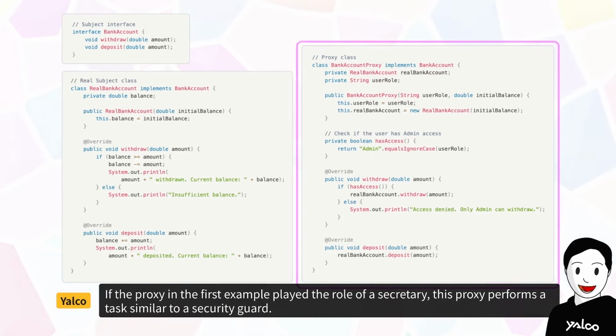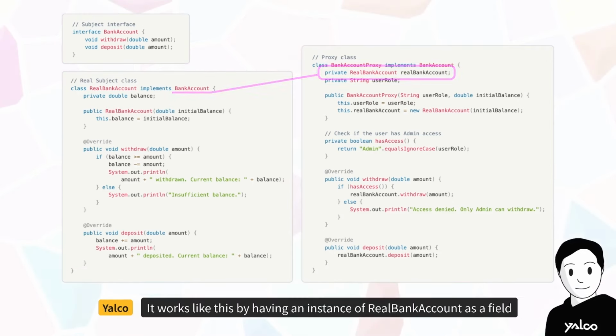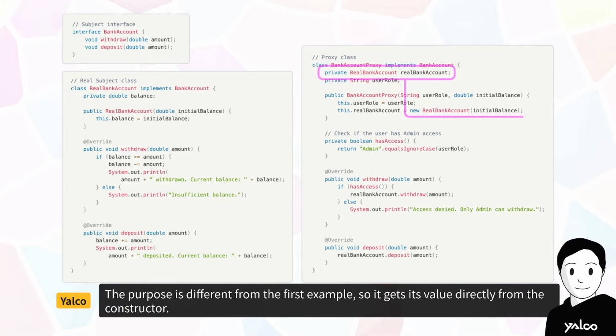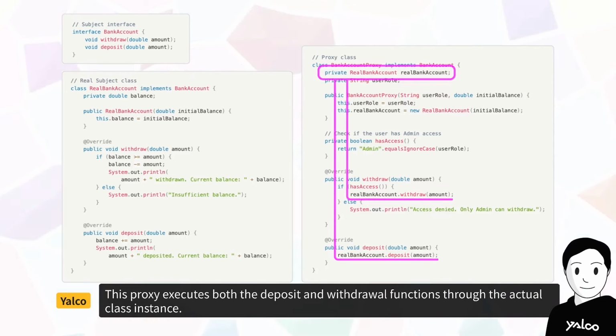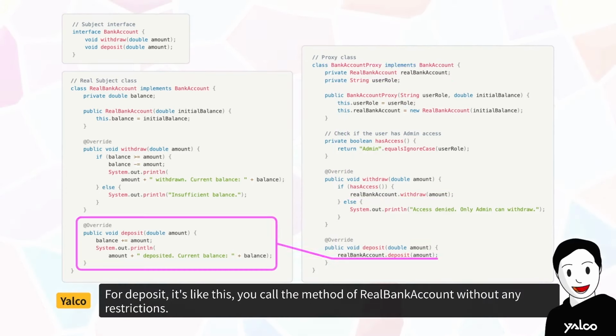If the proxy in the first example played the role of a secretary, this proxy performs a task similar to a security guard. It works like this by having an instance of real bank account as a field. The purpose is different from the first example, so it gets its value directly from the constructor. This proxy executes both the deposit and withdrawal functions through the actual class instance. That is, the security guard himself doesn't do anything directly. For deposit, it's like this. You call the method of real bank account without any restrictions.